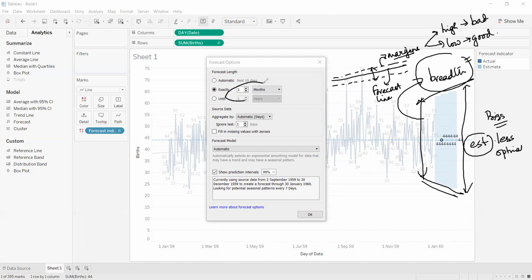Now, in this case, I selected an estimation. I asked Tableau to do an estimation of the next 1 month. You see the breadth here. You see the margins have increased, right? What happens? Let me just clear the drawings.